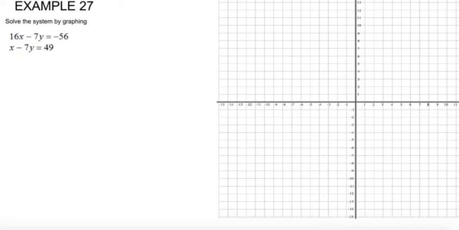Have this done by graphing. Notice the two equations aren't in slope-intercept form, they're both in standard form. We have to get them in slope-intercept form in order to graph them.